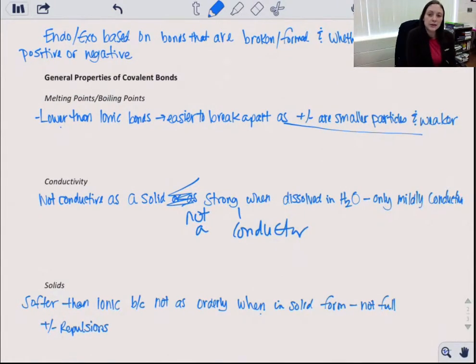Okay, ionic solids are very brittle. Covalent bonds tend to be softer than ionic. They're not as orderly. You don't have the nice positive, negative crystal lattice here. Molecular bonds or covalent bonds have kind of these crazier different structures, and different molecules have different structures. So you don't have these nice big positive, negative repeating patterns. Covalent bonds do not have that, so they are much softer.